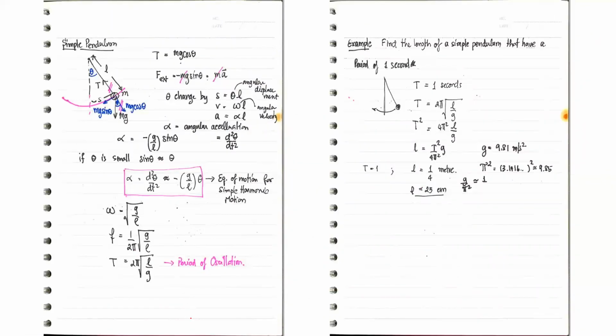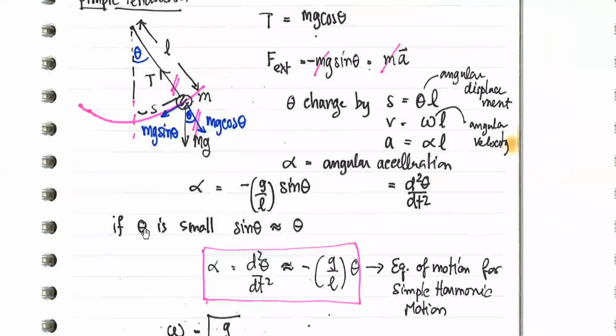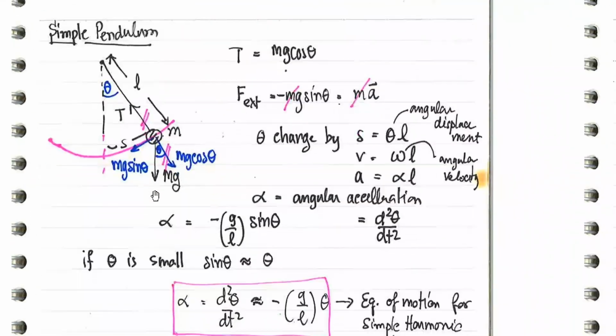Now, another example of harmonic motion is called a simple pendulum, which is a mass attached to a string and tilted, making an angle of theta, and then let it swing.